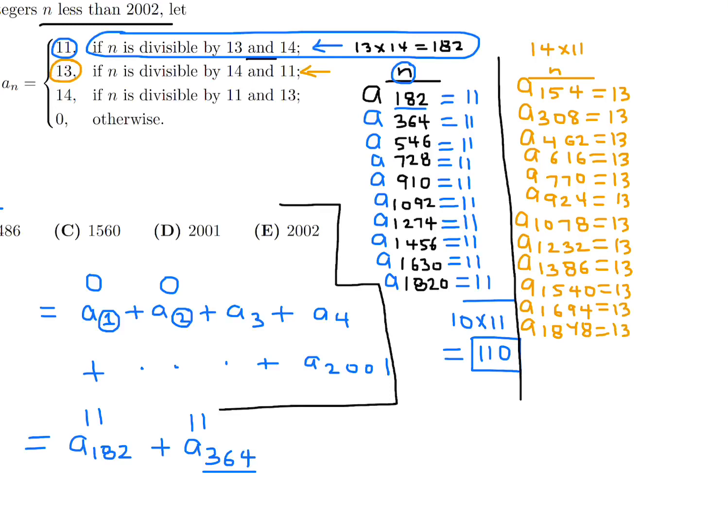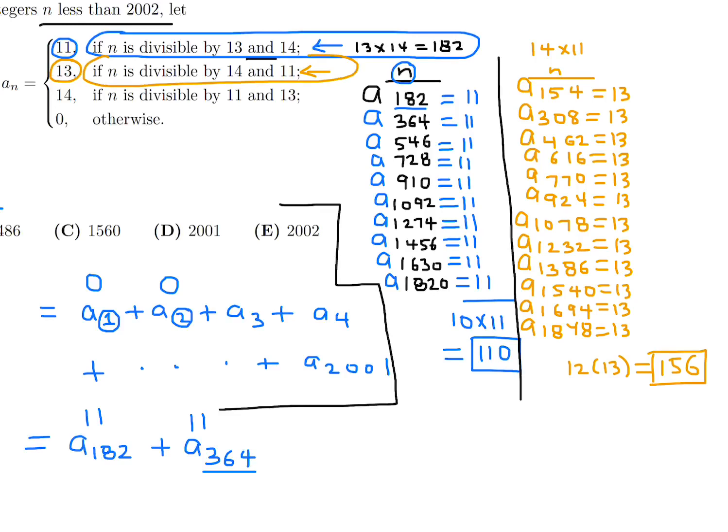We have 1, 2, 3, 4, 5, 6, 7, 8, 9, 10, 11, 12. So 12 times 13 is the sum, and that's 156. So we've got another sum. And now we get to the last one, so this one is all done now.